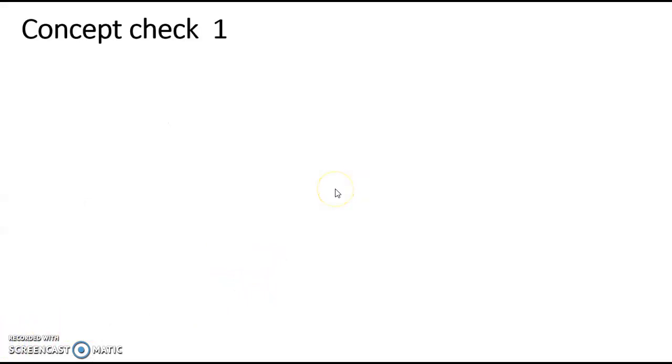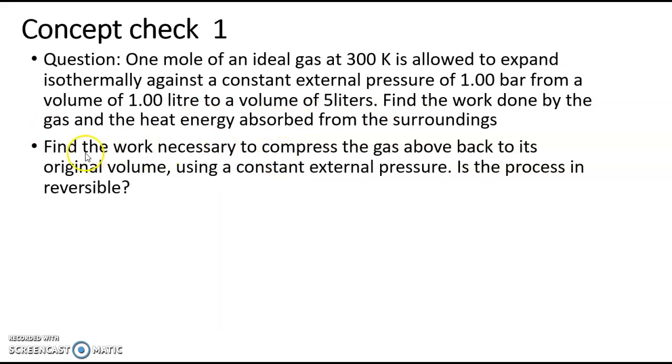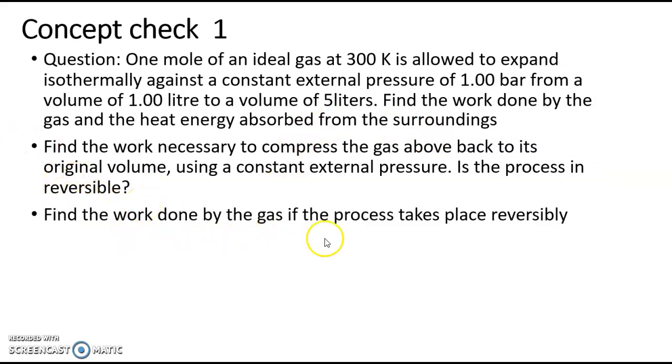Let's work a quick example. The question is, 1 mole of an ideal gas at 300 Kelvin is allowed to expand isothermally against a constant external pressure of 1 bar from a volume of 1 liter to a volume of 5 liters. What is the work done by the gas and the heat absorbed from the surroundings? There's a second part. Find the work necessary to convert the gas back to its original volume and determine if the process is reversible. And if the work were carried out reversibly, what would the value be? Okay.